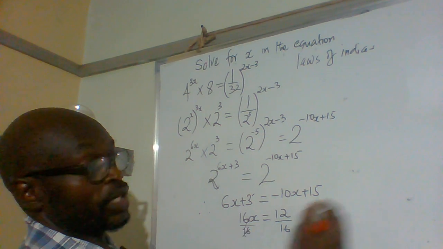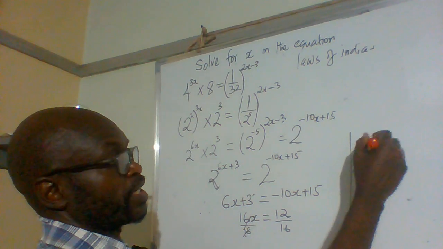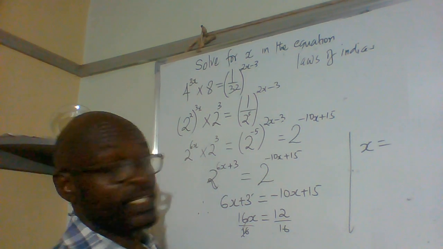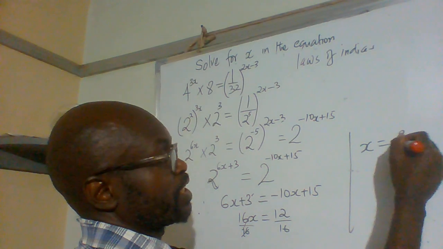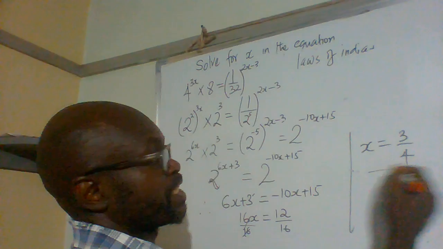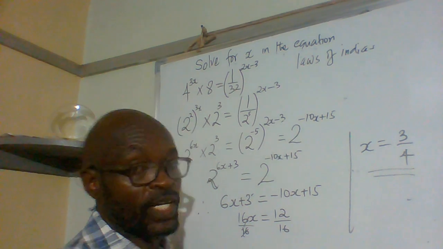So we'll have our x being equal to 12 over 16, which is actually 3 over 4, the common factor being 4. And this is the solution to the question that we had there.